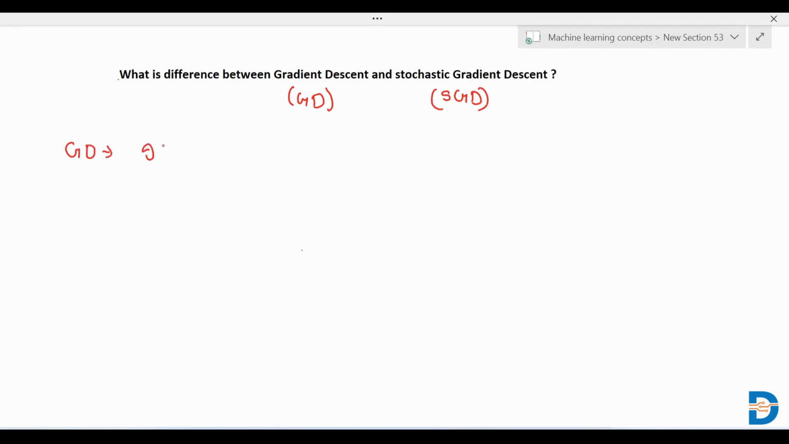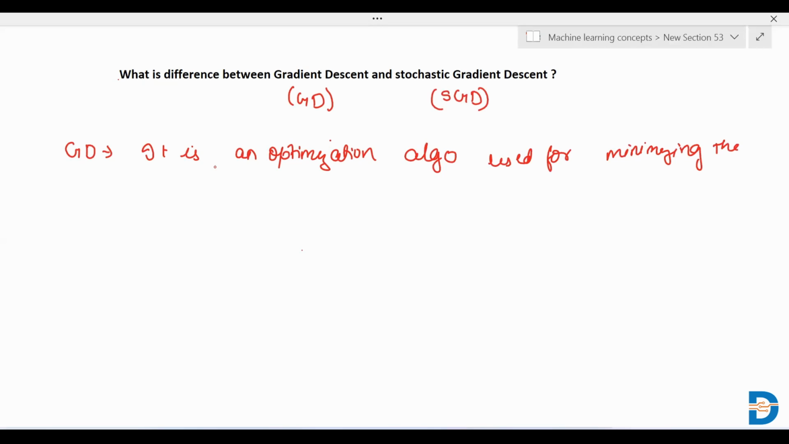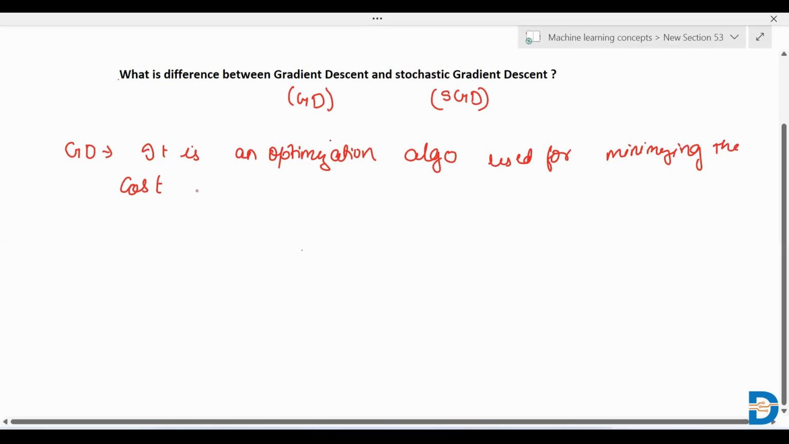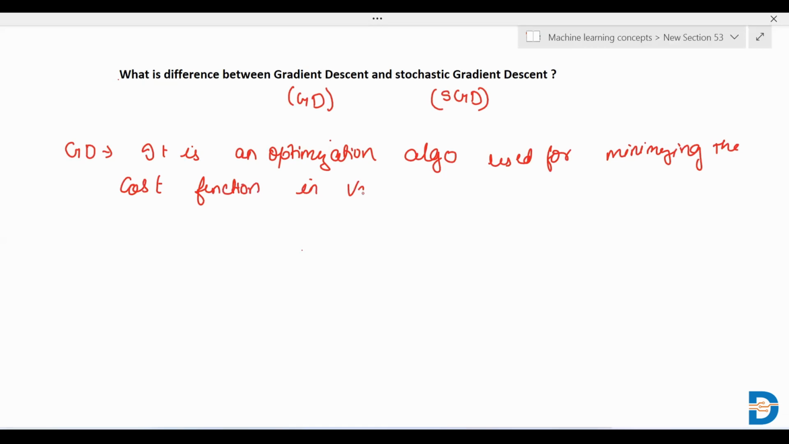Gradient descent is an optimization algorithm used for minimizing the cost function in various machine learning algorithms.